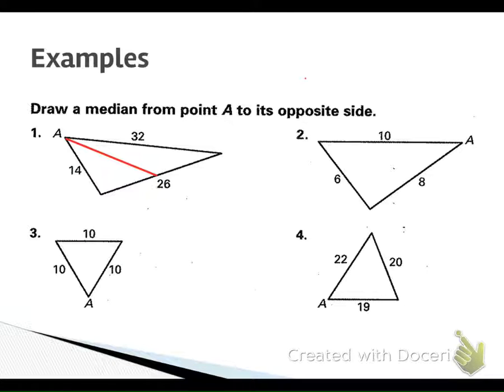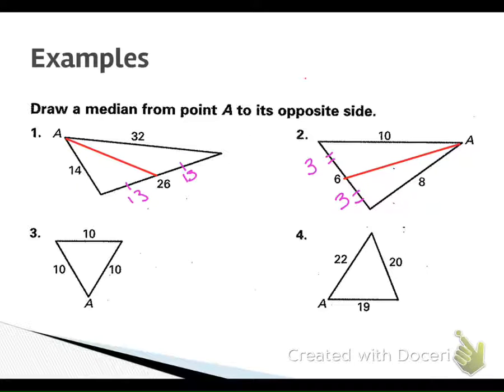Okay, so we draw our median from A, and it intersects the opposite side, and it separates into two congruent parts. So what is half of 26? What did you say? 13. So each of these sides have to be 13. Okay, after that, we're going to do the same thing on 2. It says we're drawing our median from A. So it starts at A, and then it bisects our opposite side. And then we split our opposite side, and we show it as two congruent parts. So what is half of 6? 3. So that means the top part has to be 3, and the bottom part has to be 3.